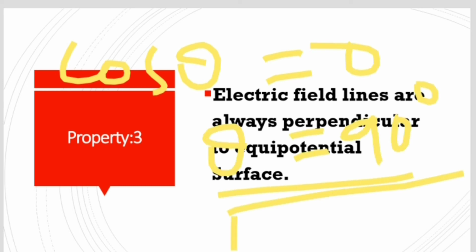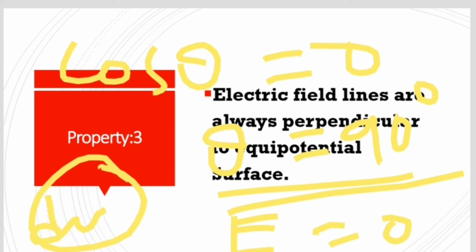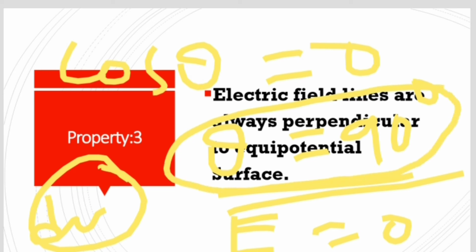So two points are to be considered. If E equals 0, then the potential difference must be 0. Other than that, the angle should be 90 degrees. It should be perpendicular. It should be perpendicular.